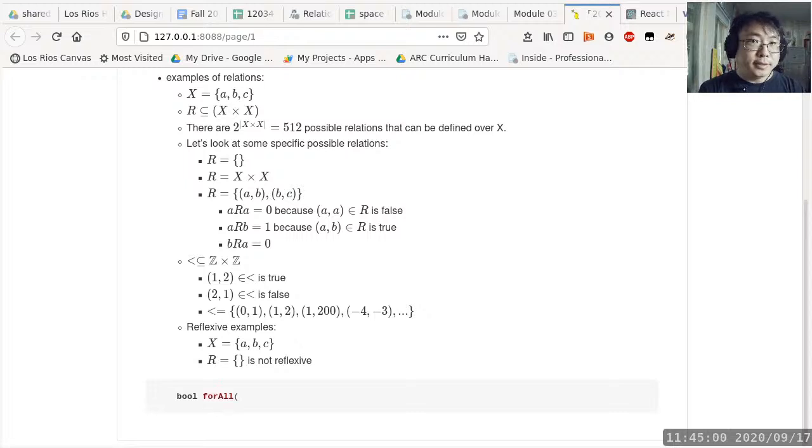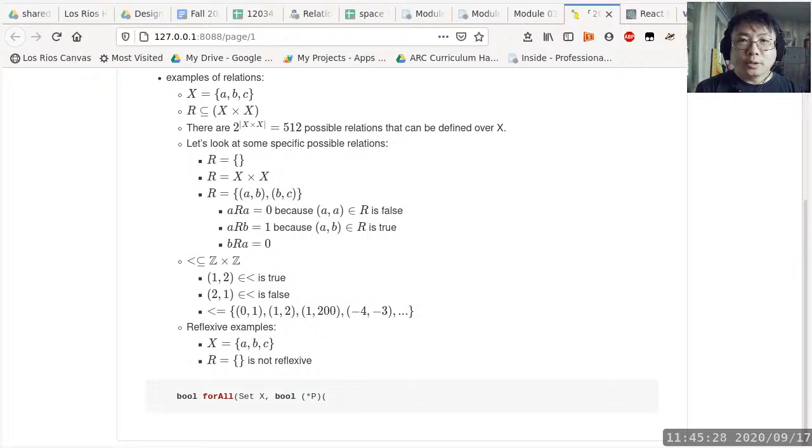Okay, so for all, if I look at for all as a function, then it takes a set, so it takes a set, I'll call that x, okay? It will also take another function, which is the predicate. So the predicate is basically a Boolean function, and this is how we can define a pointer to a function in C and C++.